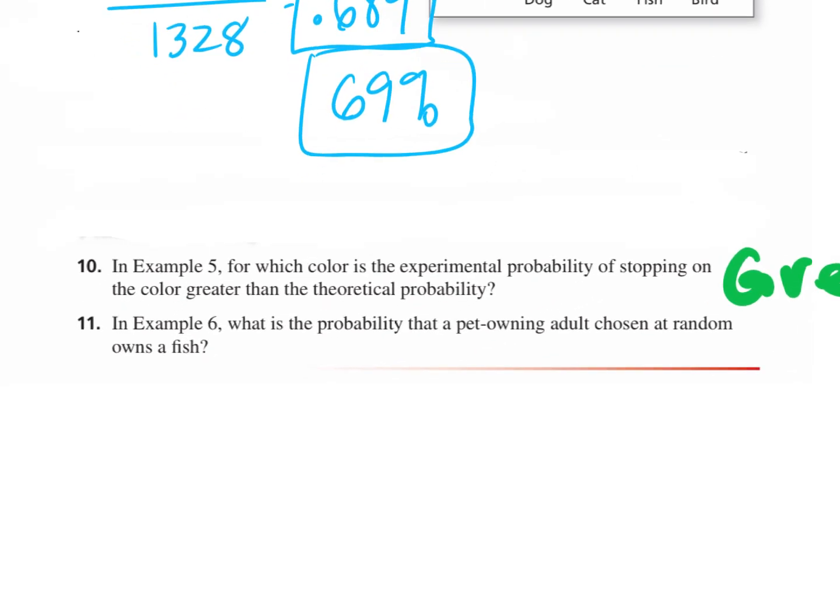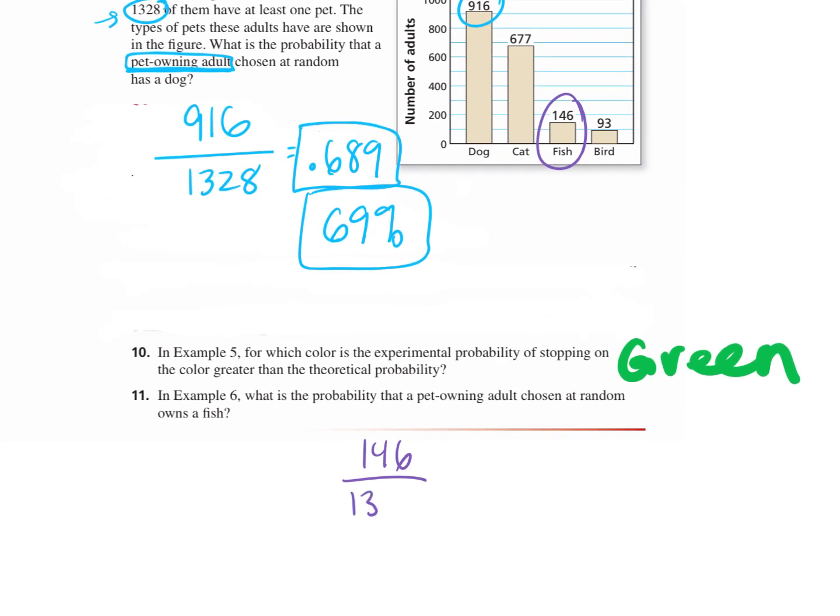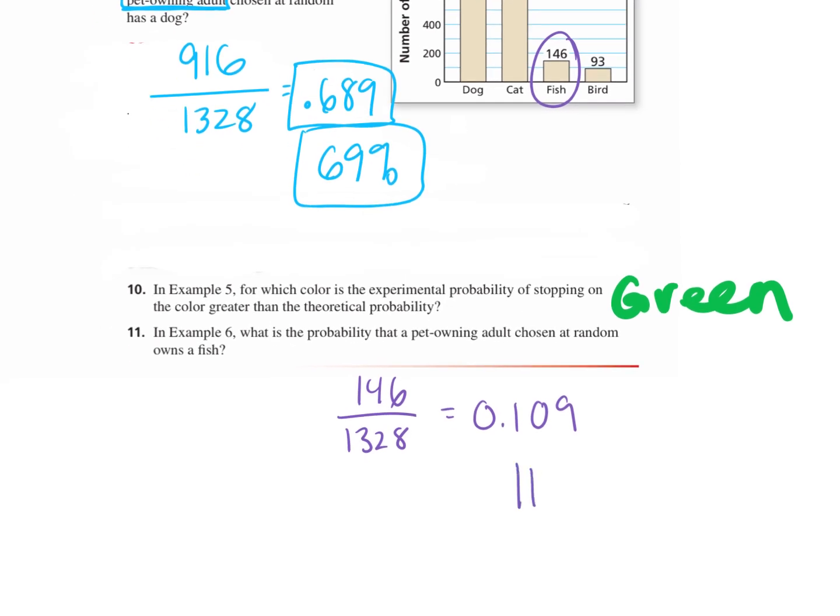All right, number 11. In example 6, what's the probability that a pet-owning adult chosen at random owns a fish? So how many own a fish? 93 out of 146. 146. Be careful. 146 out of what? 1,328. Perfect. I can simplify this fraction. So instead of being careful with how we simplify, just throw it into the calculator. So 146 divided by 1328 would be 0.109, or what percent? 11%. So these two would be acceptable as answers.